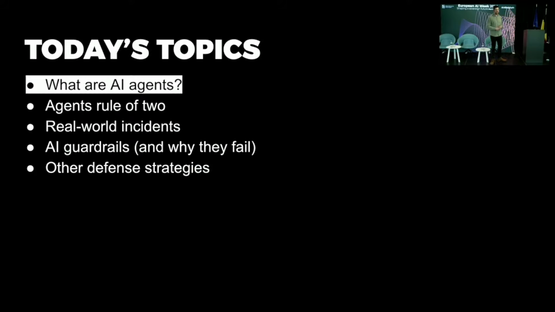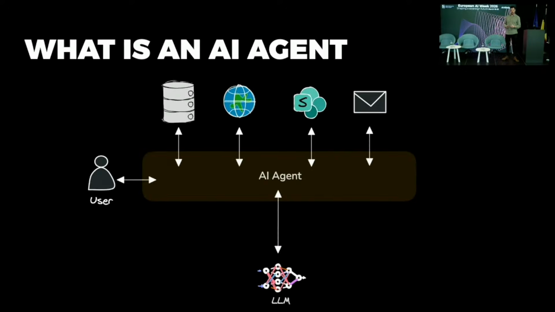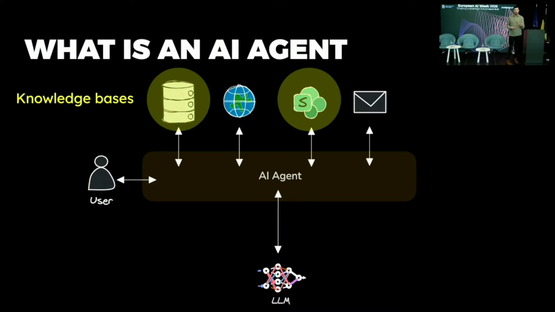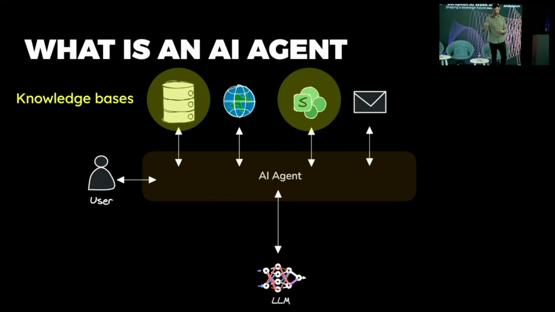Okay, let's start off with what are AI agents. An AI agent is essentially a software application. What's unique about it is that it interacts with a large language model, an AI model. Next to that, an AI agent typically has several interesting properties. One property is that it can connect to knowledge bases. Think about your corporate database or maybe your SharePoint where your employees' folders data is stored.